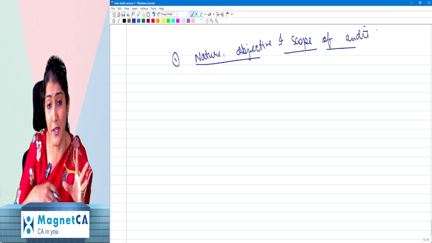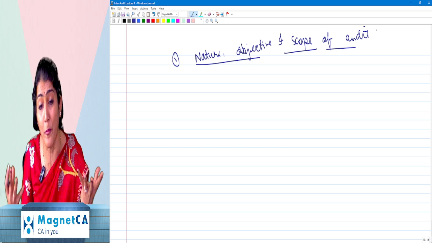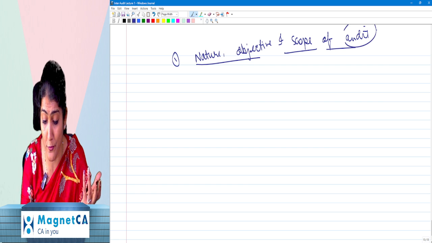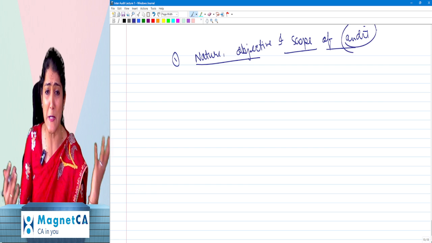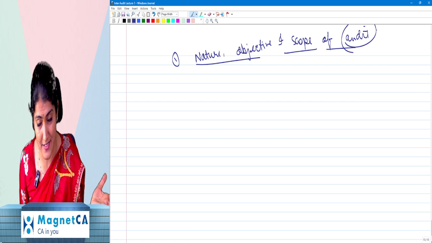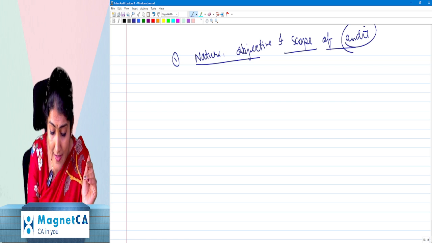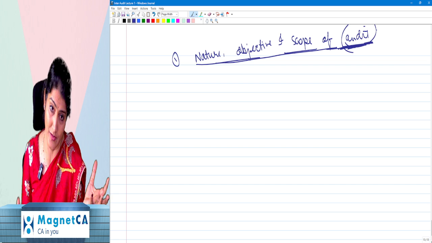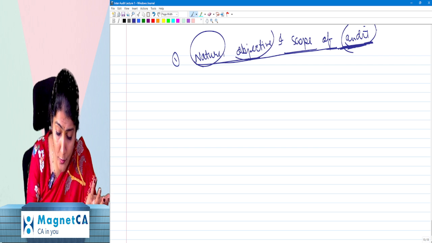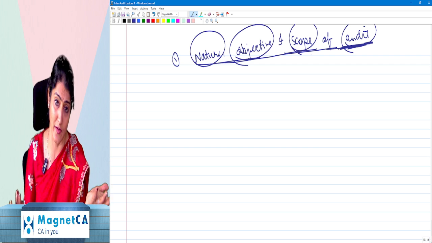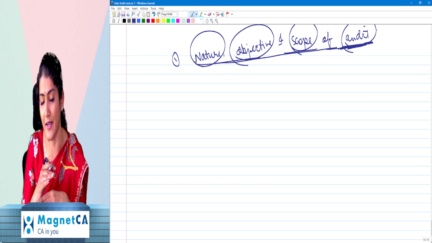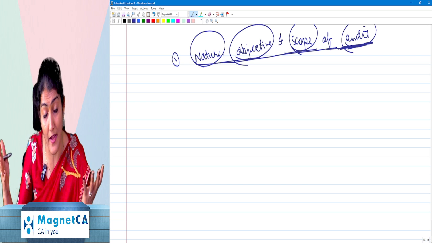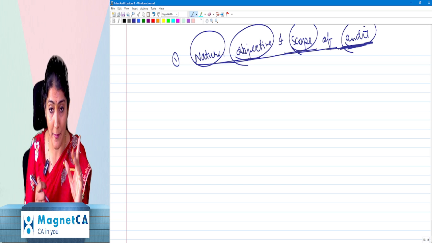What is the nature of audit? What is the objective of audit? What is the scope of auditing? What are the different types? What are the advantages? What are the limitations of audit? So it's a chapter which is all about audit, audit, audit. It's just audit, nothing else. That's our chapter number 1, the nature, objective, and scope of audit. What is an audit, why you do an audit, and what all is covered in an audit. What is included in the scope of audit and what is excluded from it.